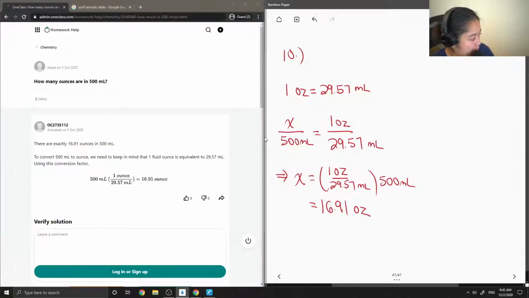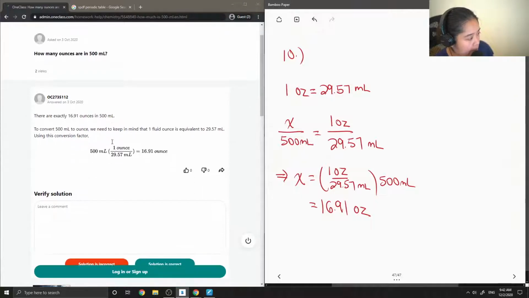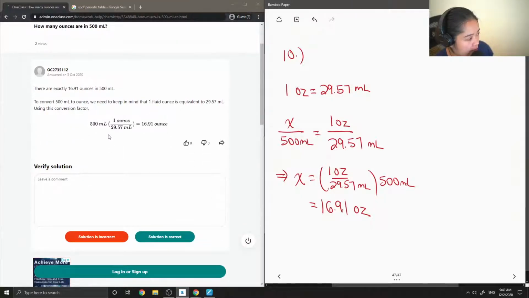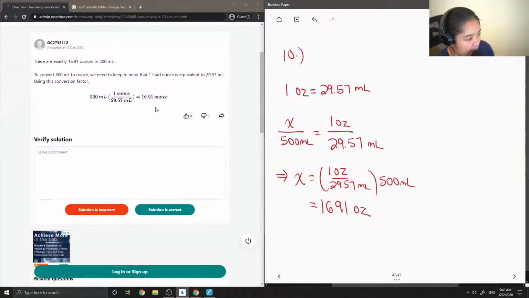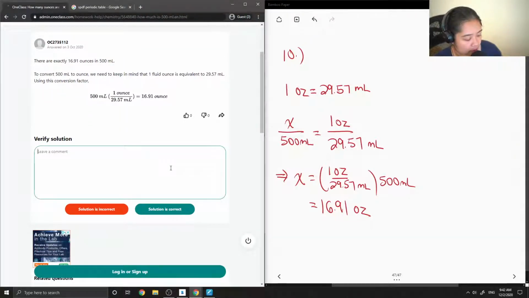Okay, so the junior tutor said there are exactly 16.91 ounces in 500 milliliters. To convert 500 mils to ounces, we need to keep in mind that 1 fluid ounce is equal to 29.57. Yep, so they also got 16.91 ounces. So this solution is correct.